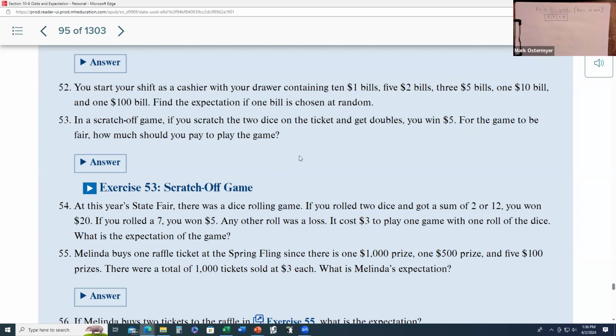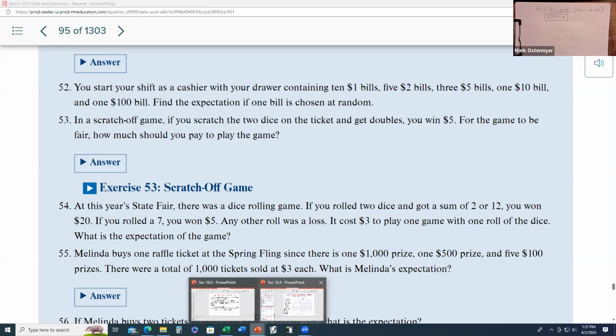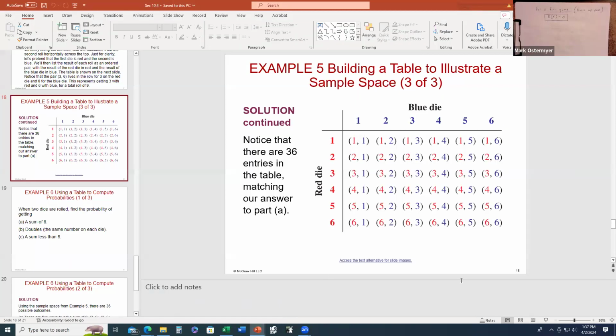So how much, ladies and gentlemen, should we have to lay out to play this game if it is to be a fair game? Now, what does it mean to scratch off these two dice on our ticket and to get doubles? Can anybody give me an example of doubles in this dice scratch-off game? What does it mean, doubles? Well, I'll show you. Doubles means you would scratch off a 1 and a 1, or a 2 and a 2, 3 and a 3, 4 and a 4, 5 and a 5, or a 6 and a 6. That means you get doubles.